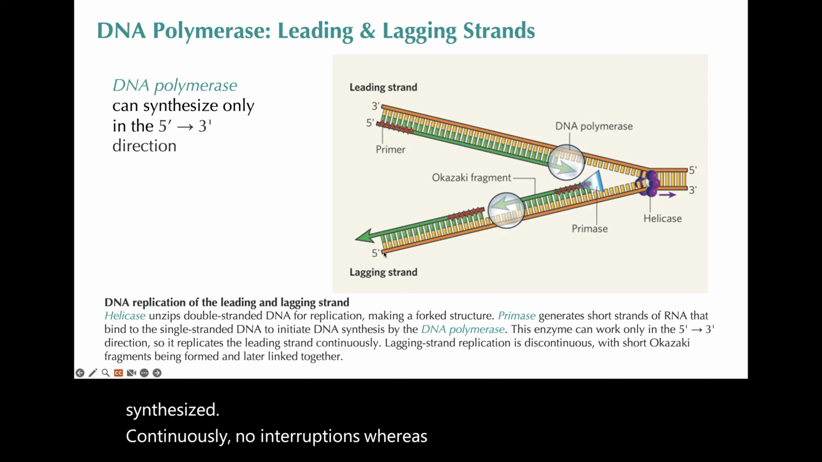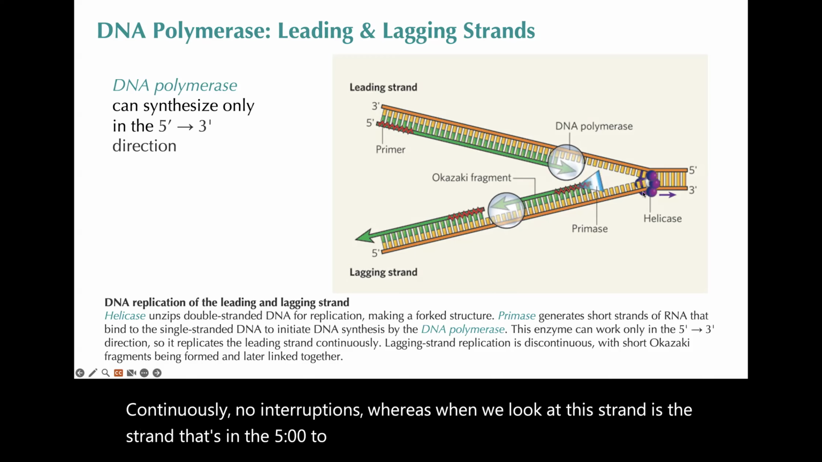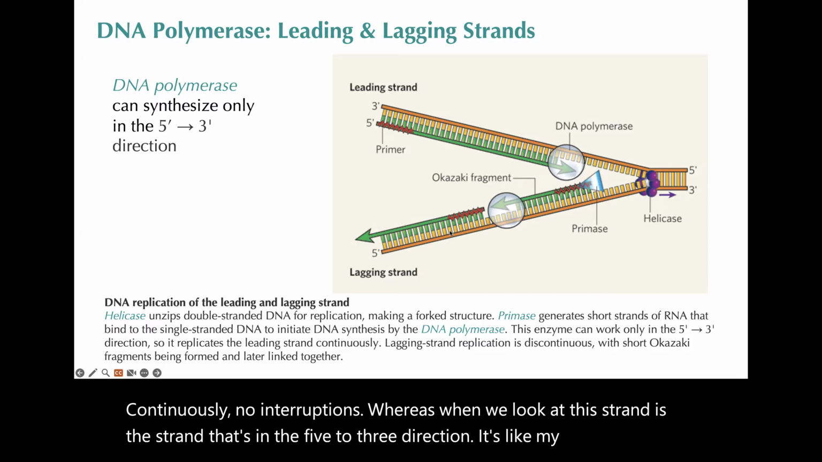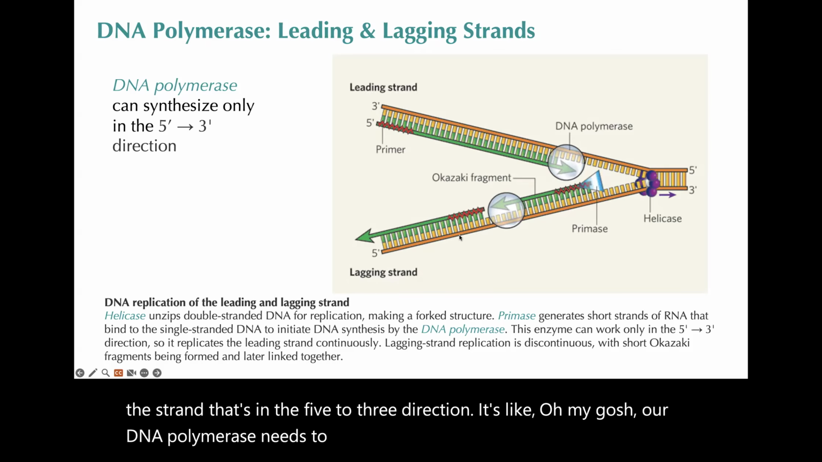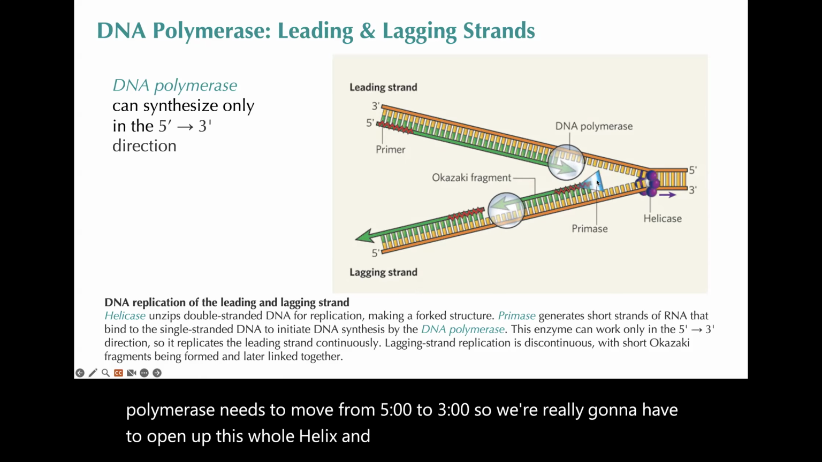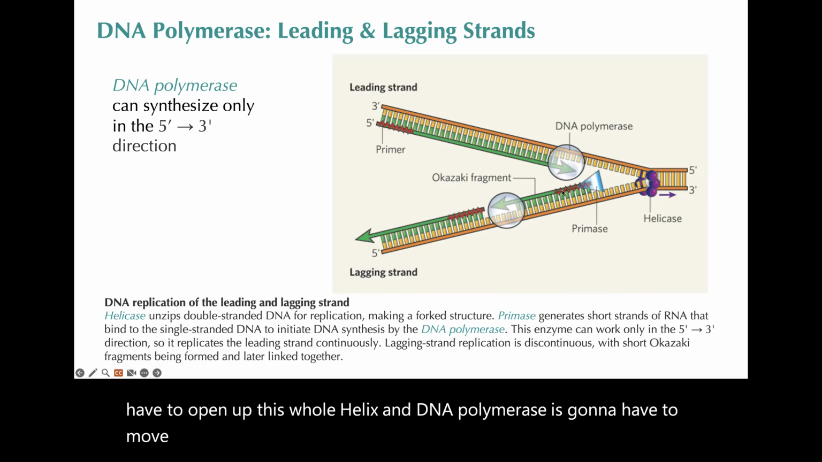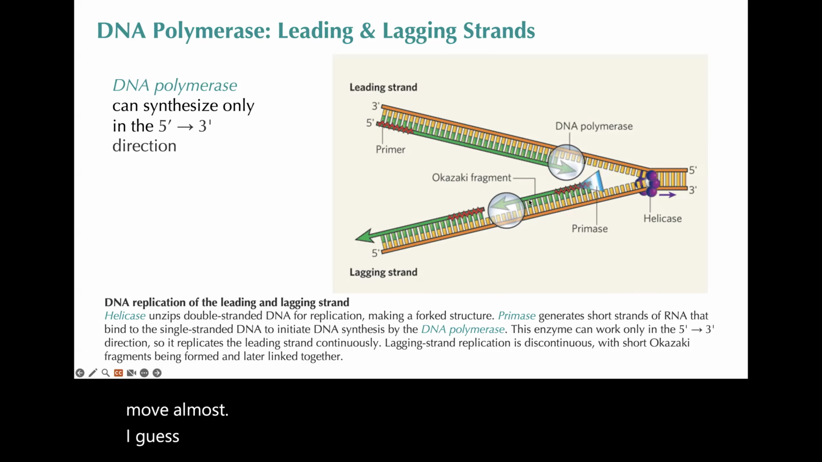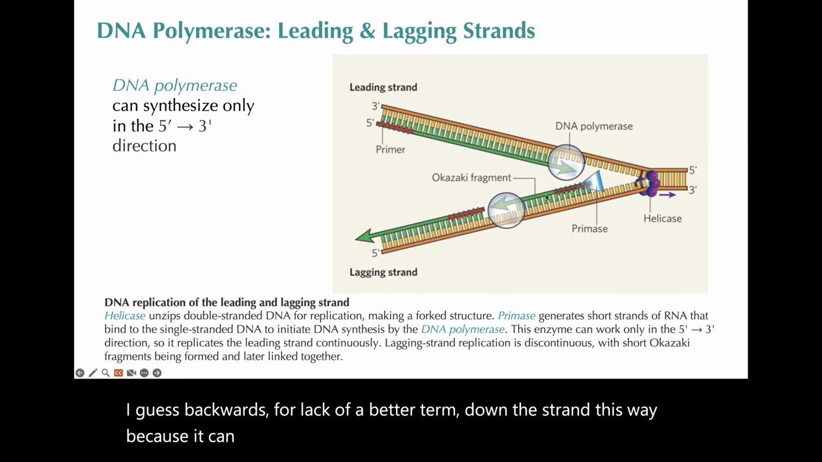Whereas this strand is the strand that's in the 5 to 3 direction. It's like, oh my gosh, our DNA polymerase needs to move from 5 to 3. So we're really going to have to open up this whole helix, and DNA polymerase is going to have to move almost, I guess, backwards, for lack of a better term, down the strand this way because it can only synthesize in this direction. So it needs helicase to open this up.